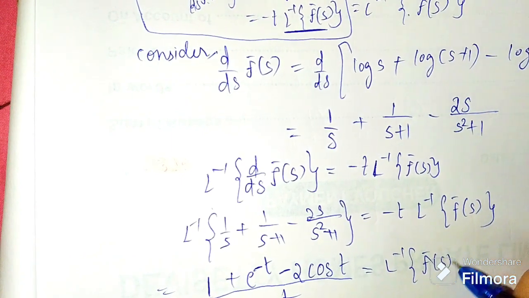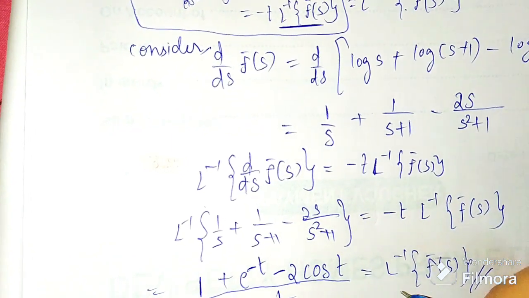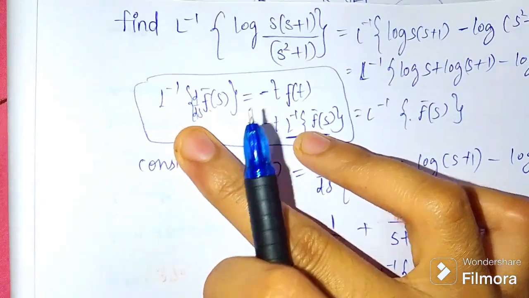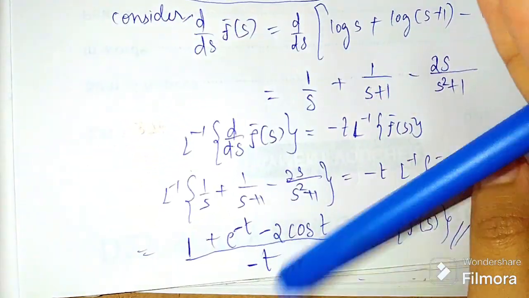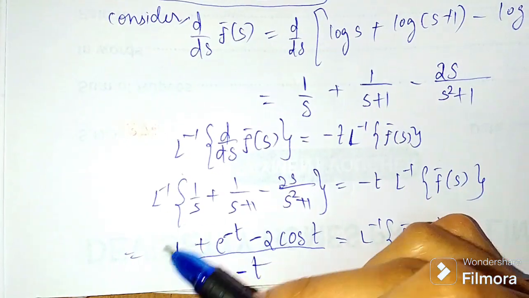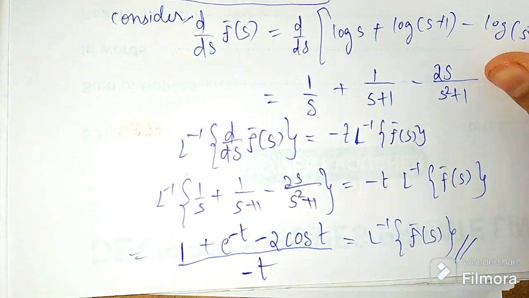Over. This is what we have to find, no? Laplace inverse of this. So this is your answer: 1 plus e power minus t minus 2 cos t.